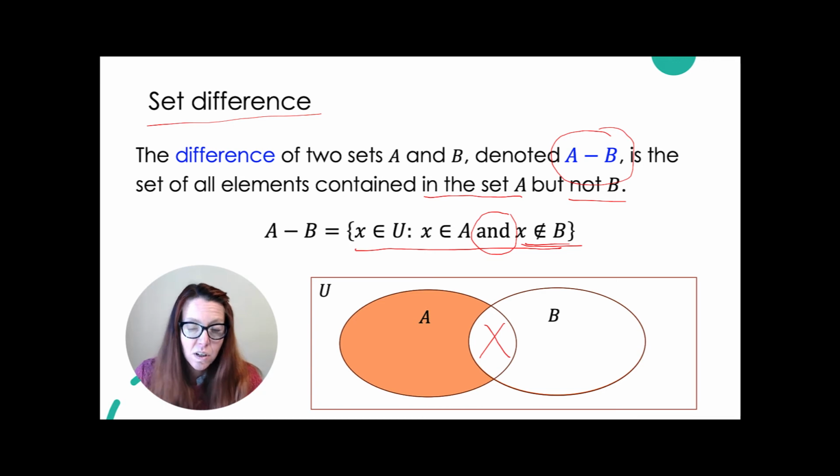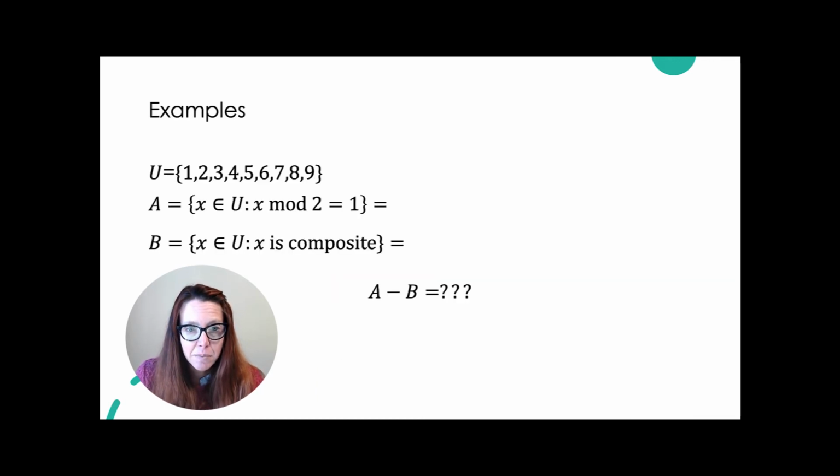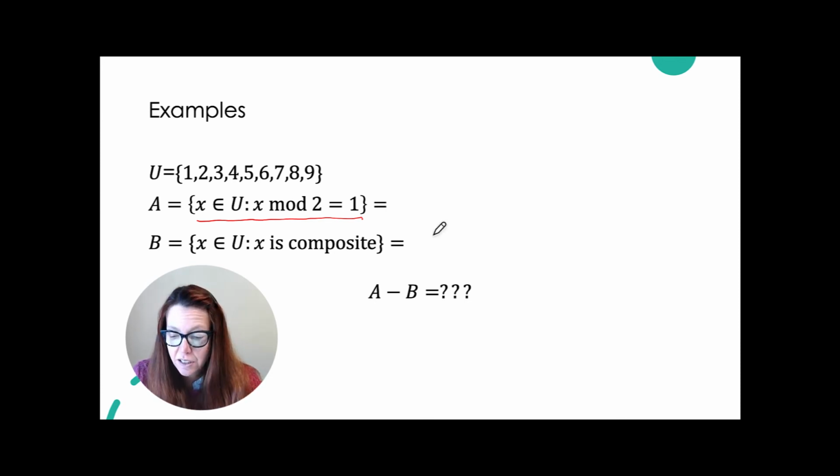Okay, so let's take a look at some examples. We'll start with the same universe, 1 through 9, and this time we have a new set A. So our set A is defined as all X in the universe such that X mod 2 equals 1. What that means is if I divide X by 2, there's a remainder of 1. So it's all of our odd numbers.